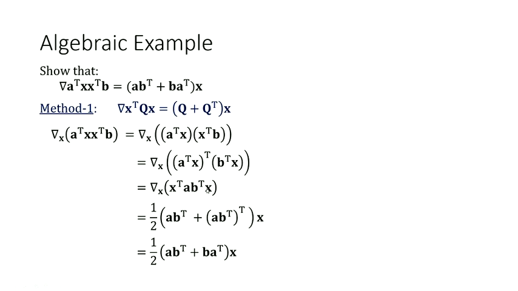So the derivative of this: what's A B transpose here? It's playing the role of Q. So I get Q, A B transpose, plus Q transpose, which is A B transpose transposed, times X. This X is this X, which is equal to this: A B transpose plus B A transpose, times X. Okay?